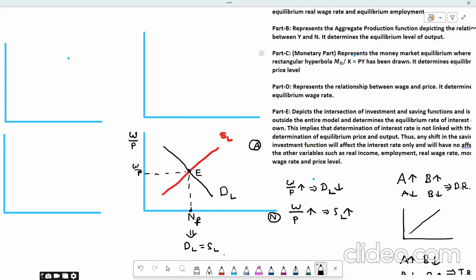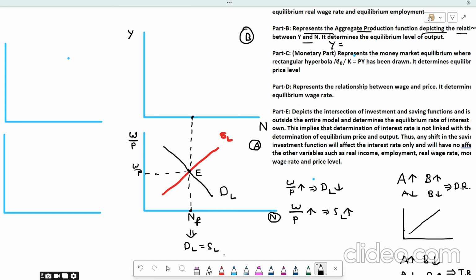From this part A we will be leading to part B. This is part B. Part B represents the aggregate production function depicting the relationship between Y and N. On the x axis we will take N, on the y axis we will take Y, that is output. So this N will come from figure A, and this is the level of N that will be determined. And what will be the shape of the production function?